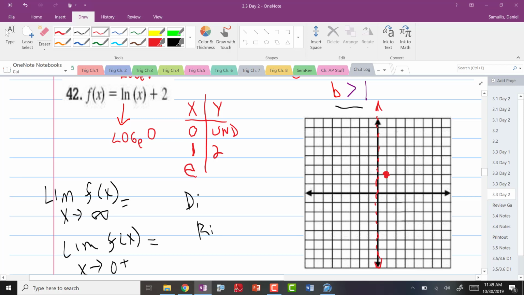Why would I plug in e? What's ln of e? 1! Log base e of e. E to what power equals e? 1. What's 1 plus 2? By the way, what is e? A number. 2.718, comma 1, 2. Okay, you know what this is? All right, now I kind of remember.